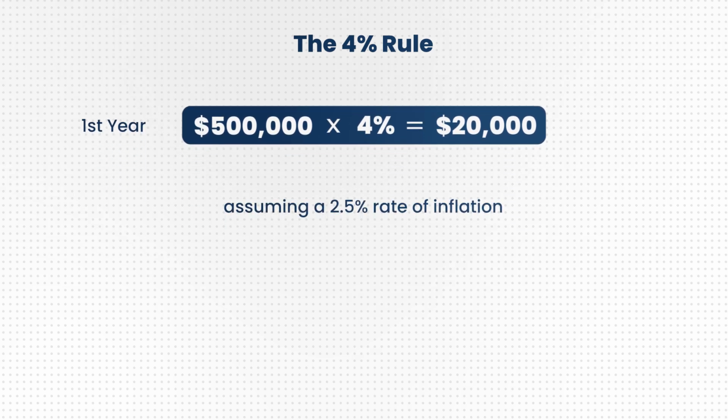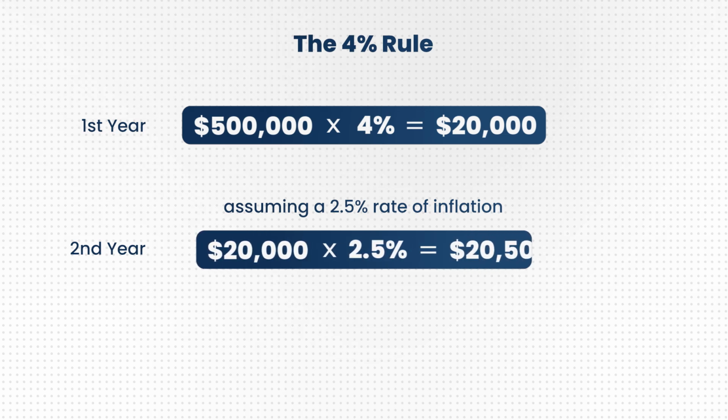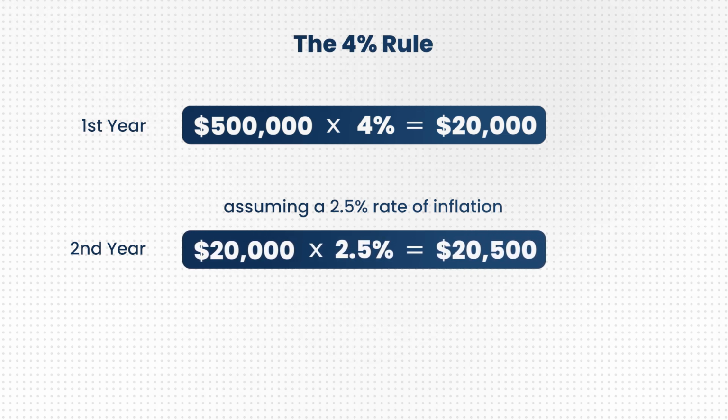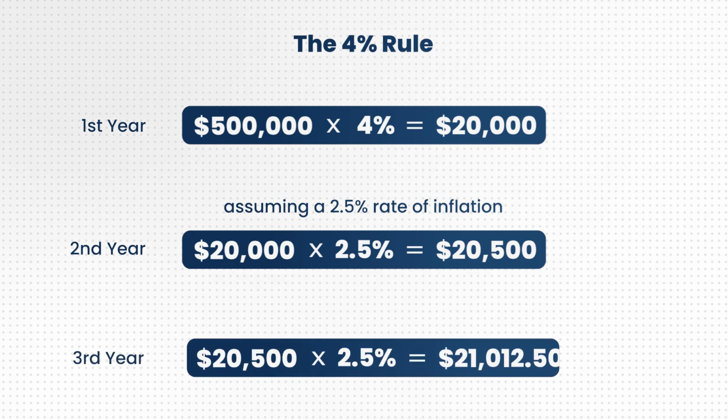Assuming a 2.5% rate of inflation, we would increase that withdrawal by 2.5% the next year, or $20,500. The following year after that, again, you would increase the withdrawal by 2.5%, and the withdrawal would be $21,012.50. Again, the whole goal of the 4% rule is that you're using a safe rate of withdrawal, and in the background, your portfolio is growing by more than you're taking out on any given year. So you have a portfolio that will last a lifetime and potentially beyond.